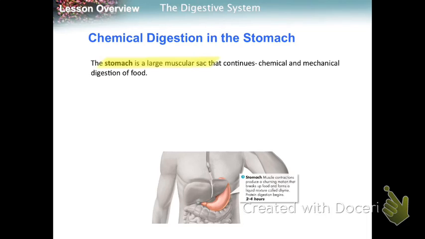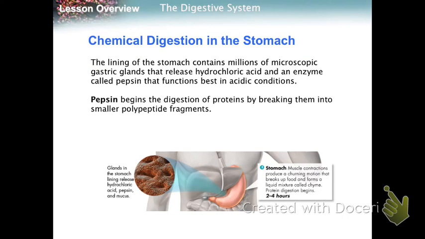The stomach is a muscular sac that continues chemical and mechanical digestion of food. The lining of the stomach has glands that release hydrochloric acid and an enzyme called pepsin that functions best in acidic conditions. Pepsin begins the digestion of proteins by breaking them into smaller protein fragments or polypeptide fragments.